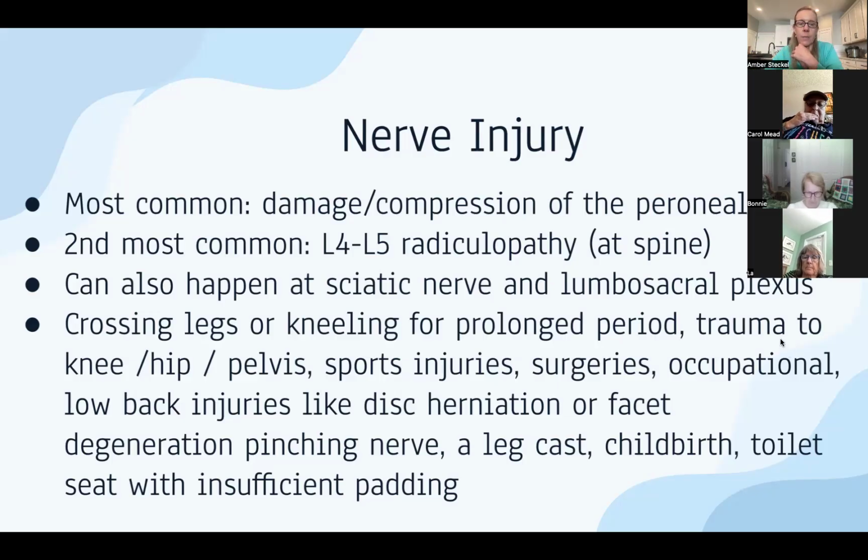Trauma to the knee, hip, or pelvis. So this could be fracture, dislocation. This could be, you know, sports injuries, car accident. And then there's surgeries. You know, if you sign up for a surgery, you're signing your life away.